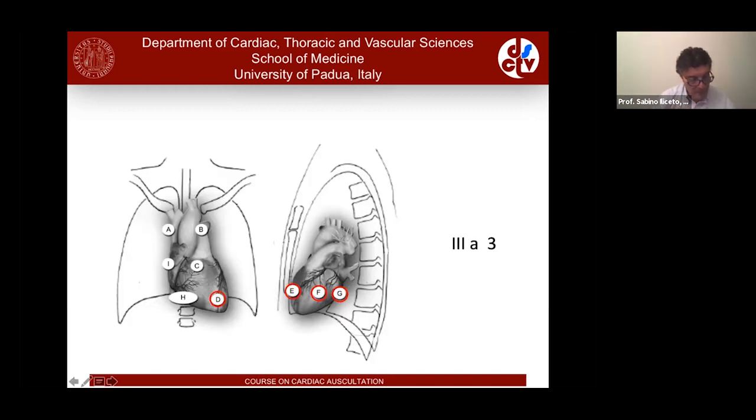So this example, before moving to other classical evolving situations, is a very classical example of mitral regurgitation murmur in a patient with rheumatic valve disease. The murmur is better heard at the apex and is irradiated throughout the axilla up to the posterior line of the axilla. This is a severe murmur with a third sound and all the aspects related to severe mitral regurgitation.